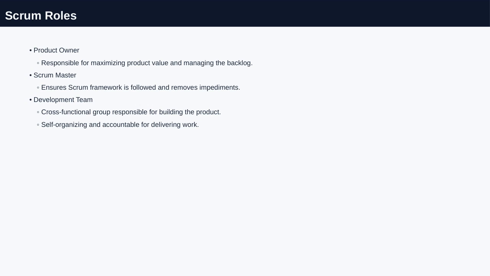Finally, the development team is a cross-functional group responsible for building the product. They organize themselves, share accountability, and work collaboratively to deliver the completed work within each sprint. These roles are designed to complement each other and keep the Scrum process running smoothly.